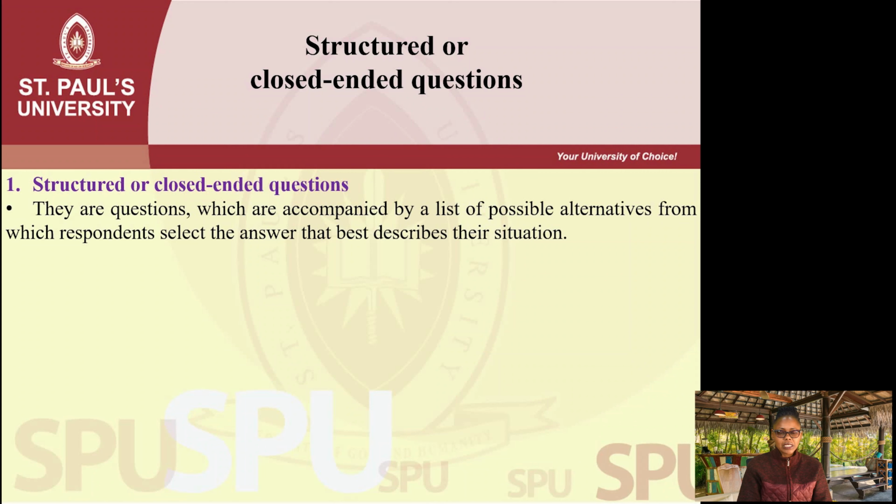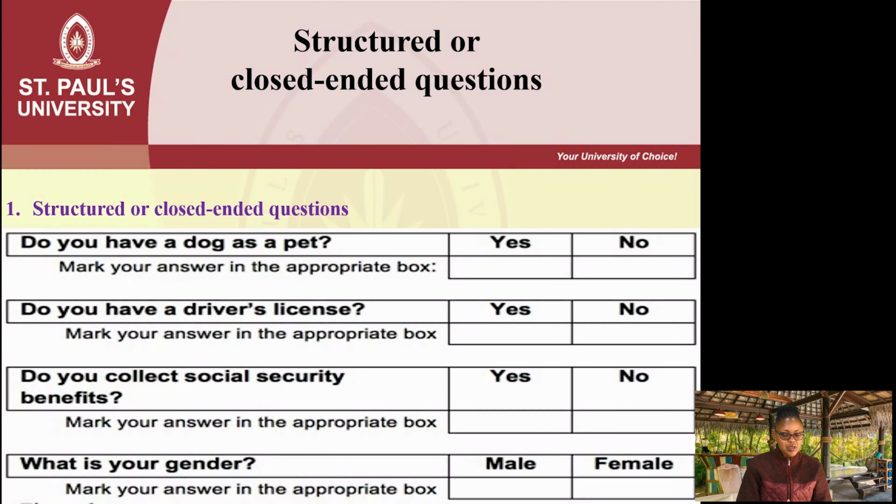You can remember especially the quizzes that we normally do. There's a question and then there are multiple answers, A, B, C, and D. So that is a kind of close-ended question. For example, we can cite some examples from here. Do you have a dog as a pet? So you can either indicate no or indicate yes. Or do you have a driver's license? It's either a yes or a no. So that's an example of a structured or close-ended question.